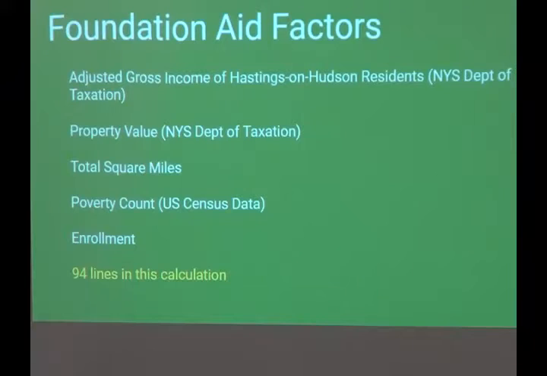But the things that really dictate how much money you get, the drivers of foundation aid, are the adjusted gross income of residents, in this case Hastings-on-Hudson residents. That comes directly from the ID number you put on your tax forms. So in looking at how much money we should receive, they take the adjusted gross income of each resident. They take the property values, which come from the New York State Department of Taxation. That data is probably always a few years behind, which may be better for us. They take the total square miles of the town, and the poverty count, from U.S. Census data and also direct certifications of people receiving assistance, and then they take our enrollment. Basically, that's what drives our number.